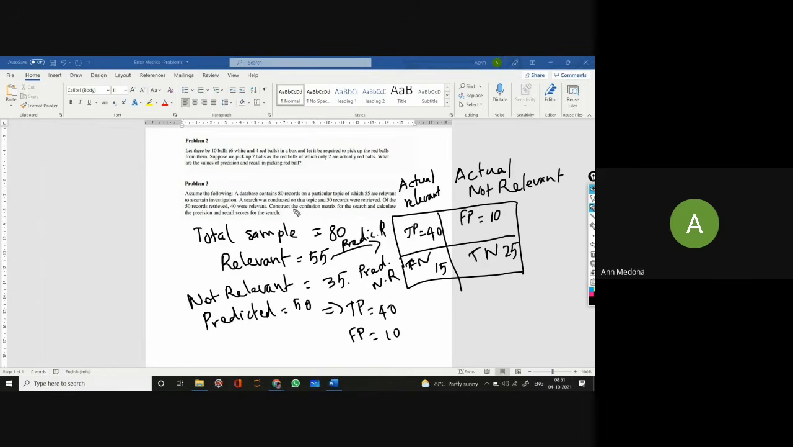So now our question is: construct the confusion matrix and calculate the precision and recall scores for the search. And so here 80 minus 55 will be equal to 25, not 35, it is 25. Okay, so here the value will be changed. So 25 minus 10 will be equal to 15.